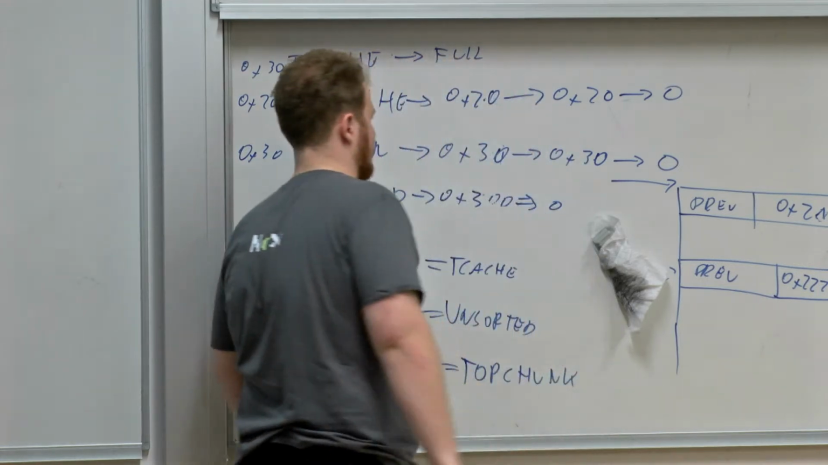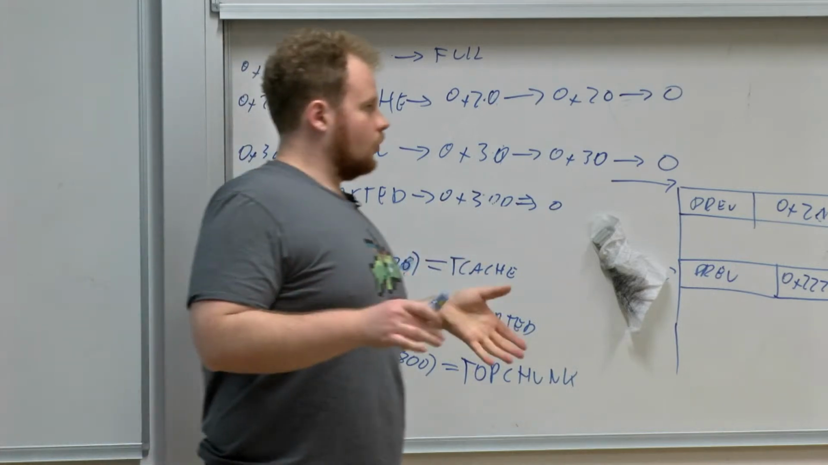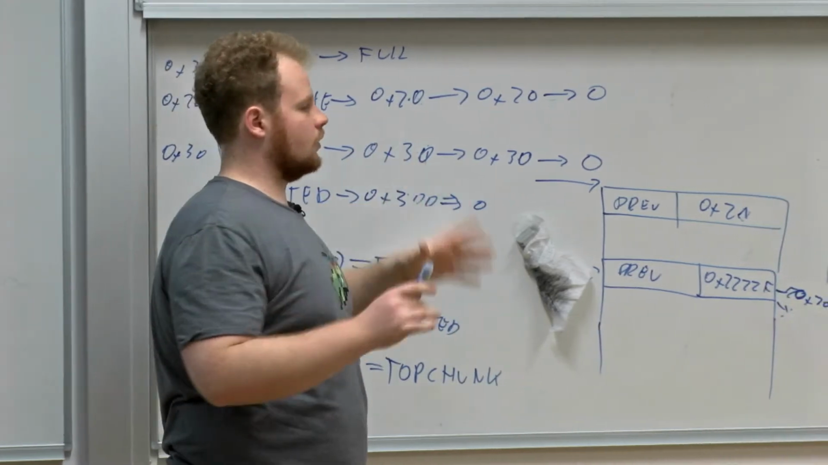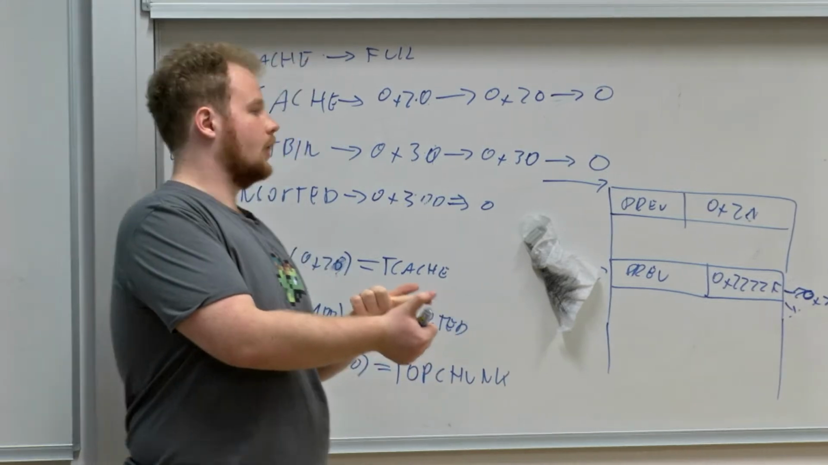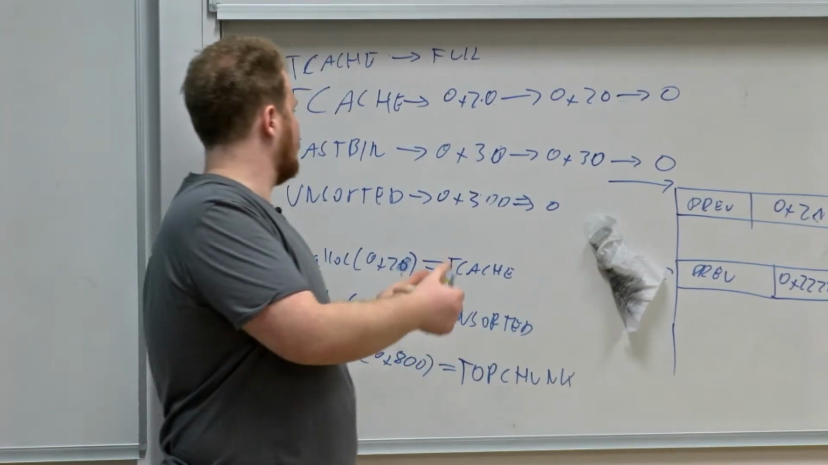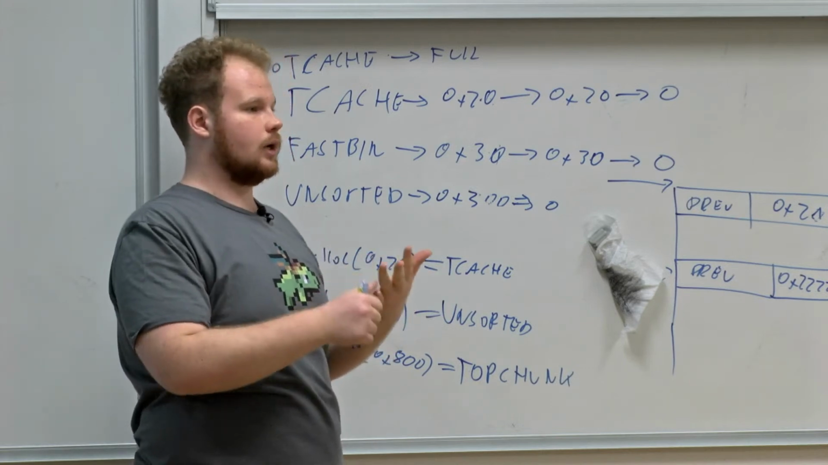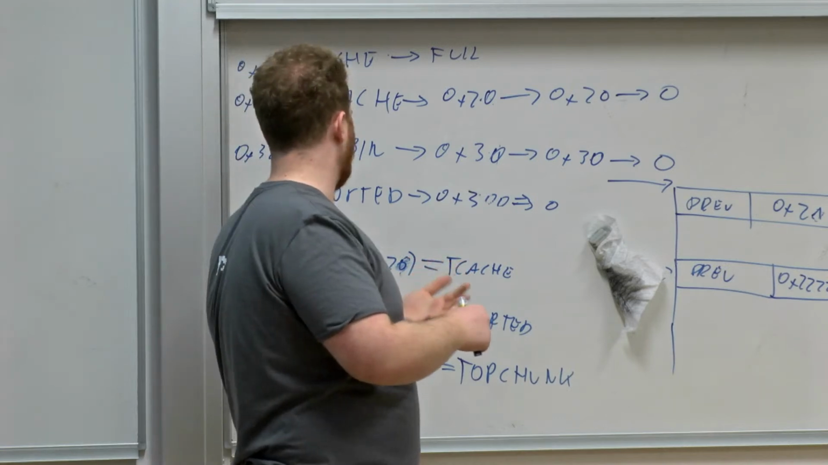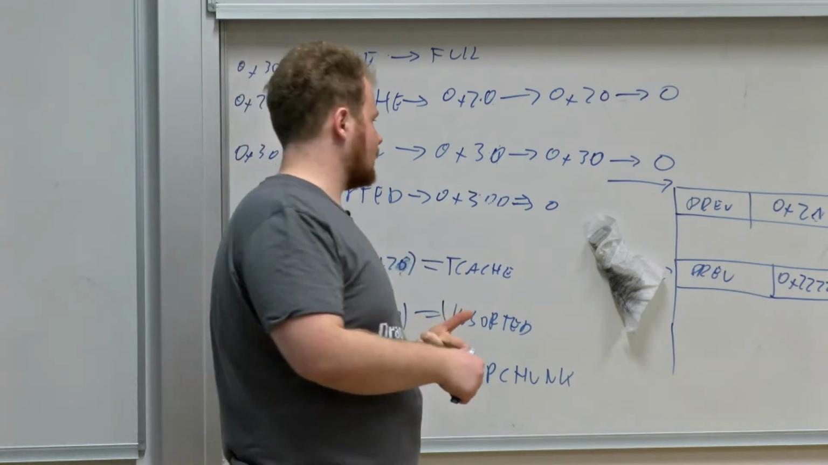Exactly. Okay. So the general idea is that whenever malloc is called, first the tcache and the fast bins are checked if the appropriate sizes are in there. After that, unsorted bin is checked, and also the other large bins, so the small and the large bin. And after that, top chunk is asked.